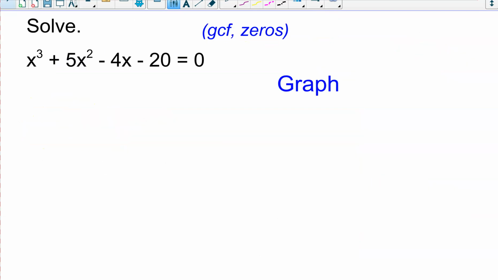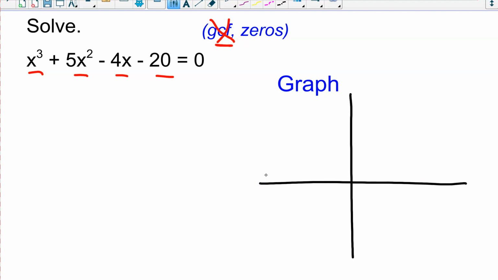Okay, let's look at the next one here. Let's first of all look to see if they have any GCF. So there are 4 terms here. There are no GCFs. So now I'm finding the zeros. I can't even factor that. I could do factor by grouping, but we're not going to be doing all the factoring on this. So we're going to actually move ahead to look at the graph on this one. There's no GCF, so we're going to graph this, and we're going to calculate the zeros.